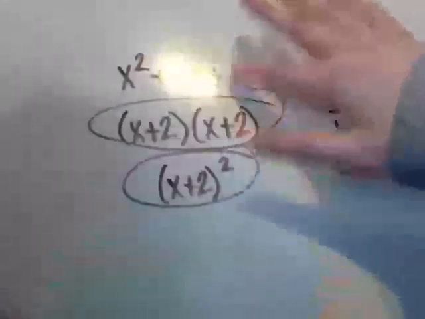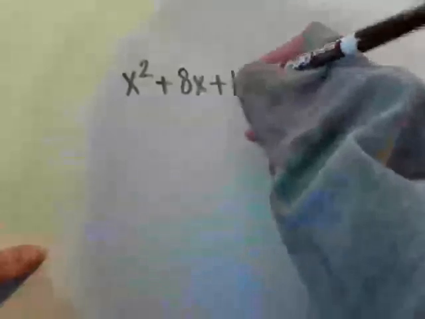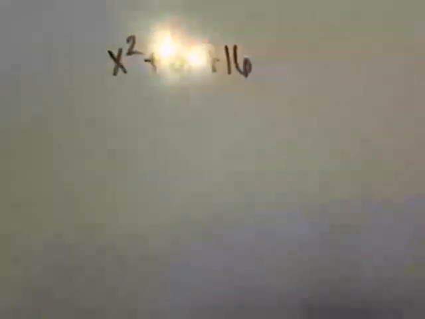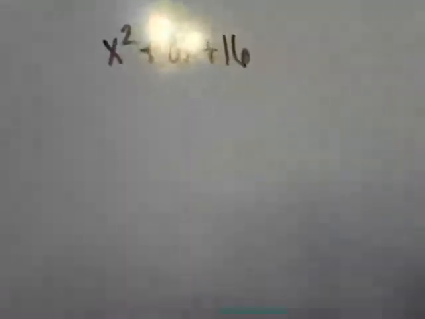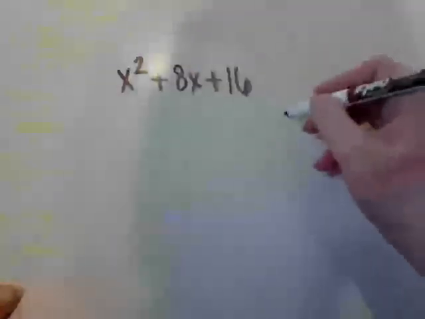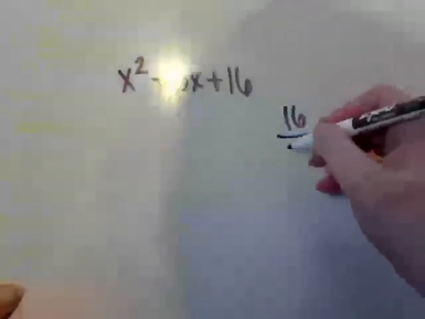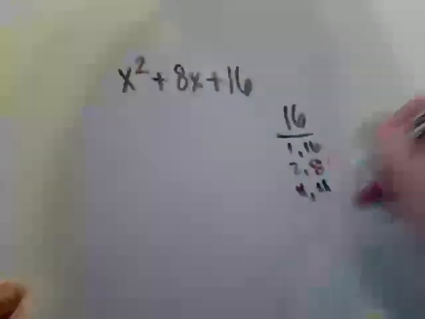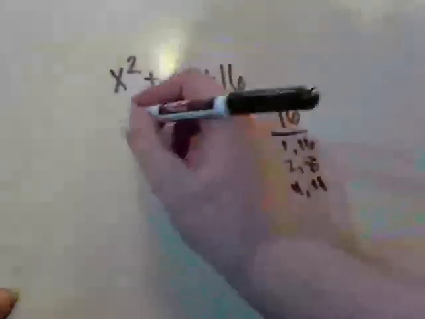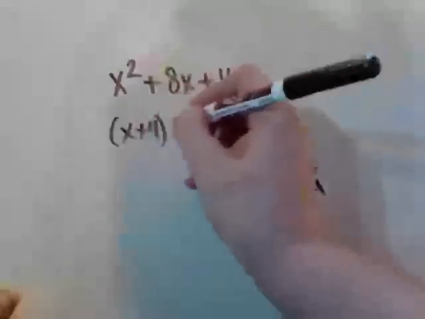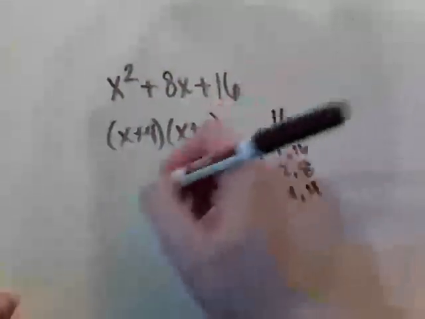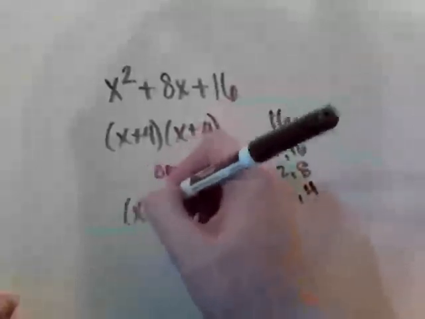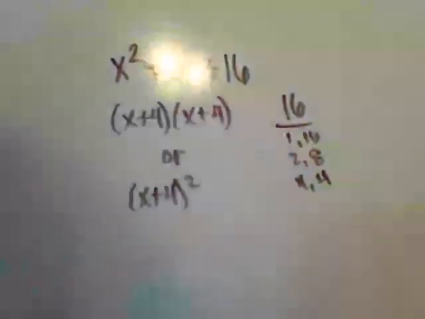Another example would be if I had x squared plus 8x plus 16. This one is also going to be a perfect square. When I start looking for those factors of 16, I've got 1 and 16, 2 and 8, but then I also have 4 and 4, right? So this is going to be x plus 4 times x plus 4, or we could write that as x plus 4 squared.